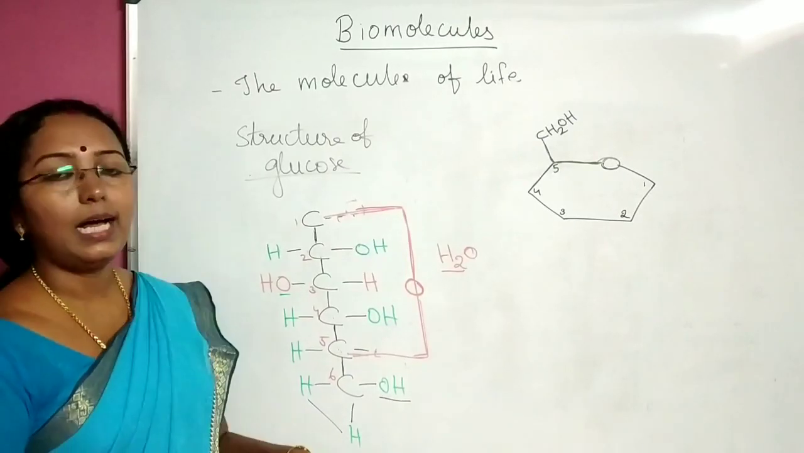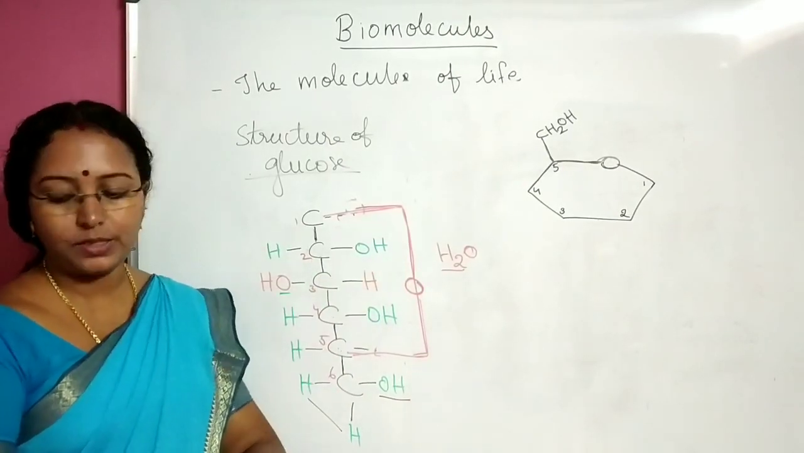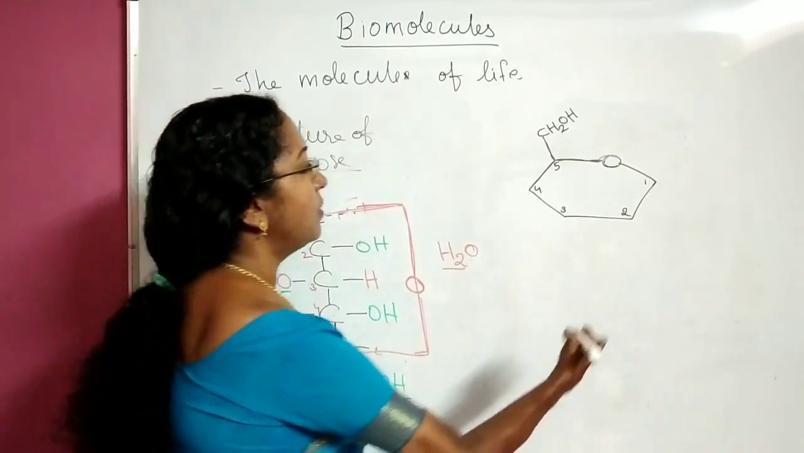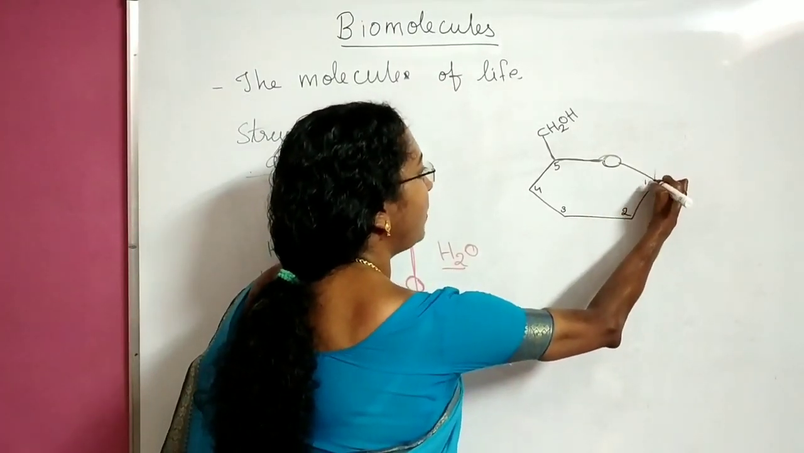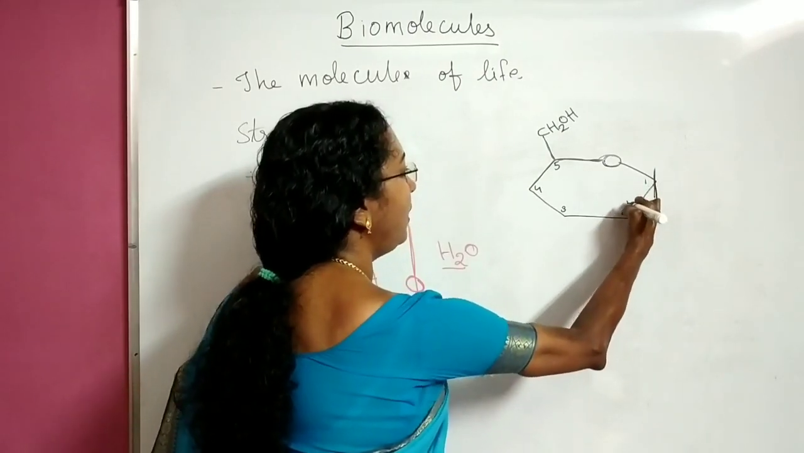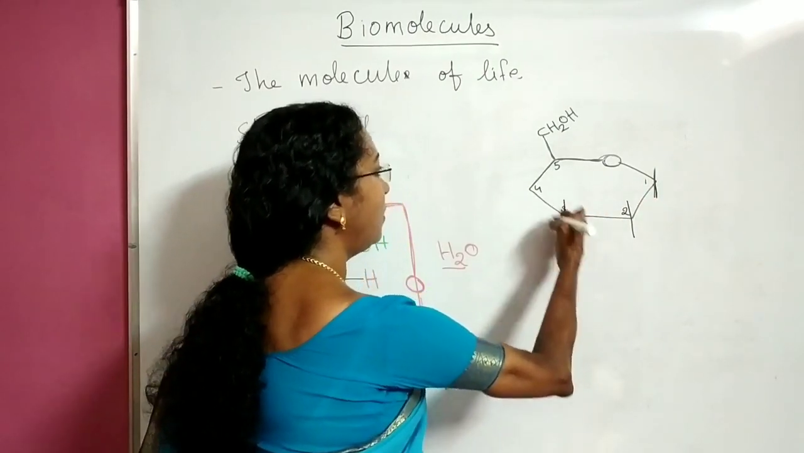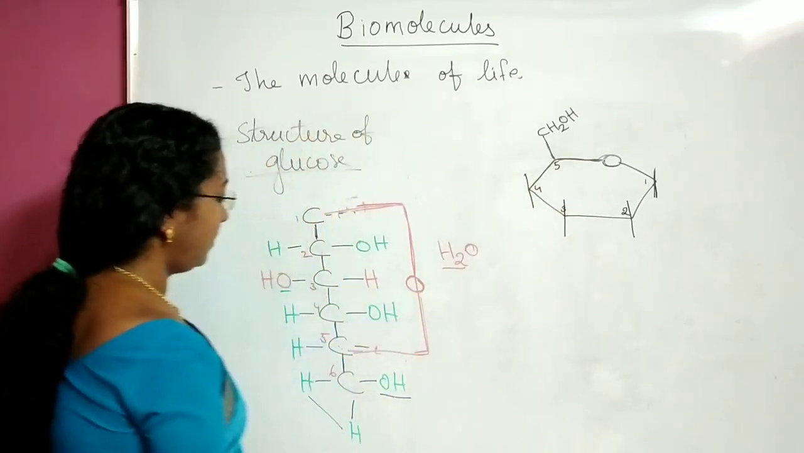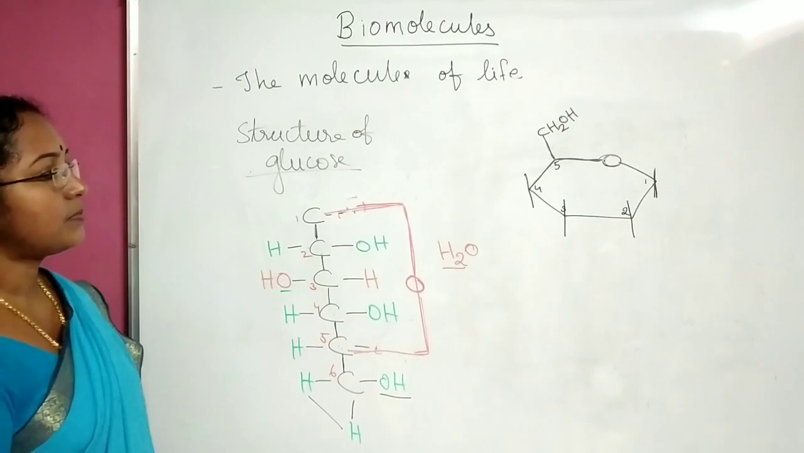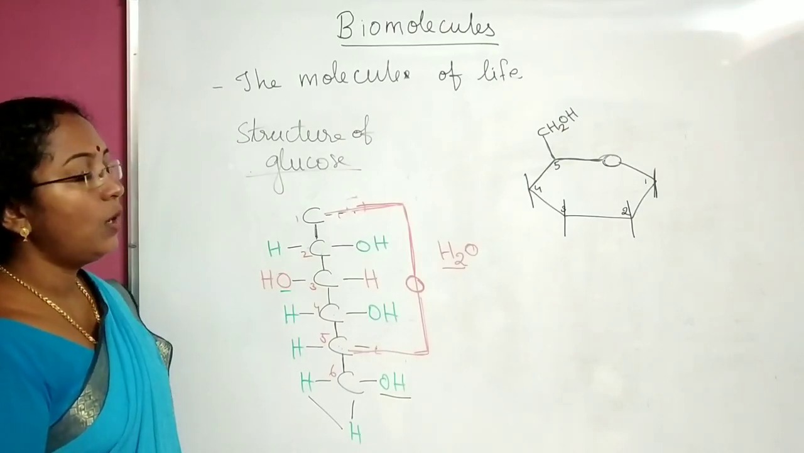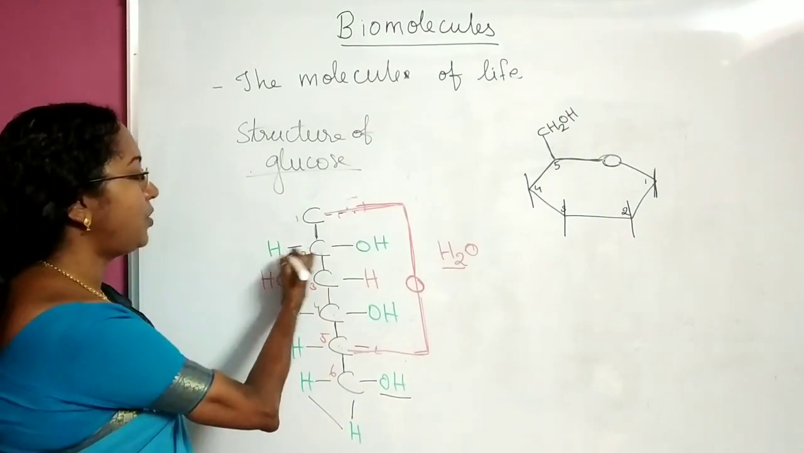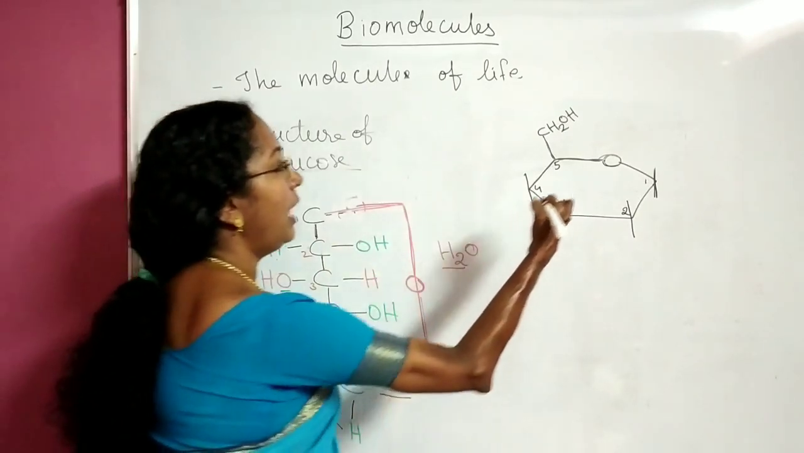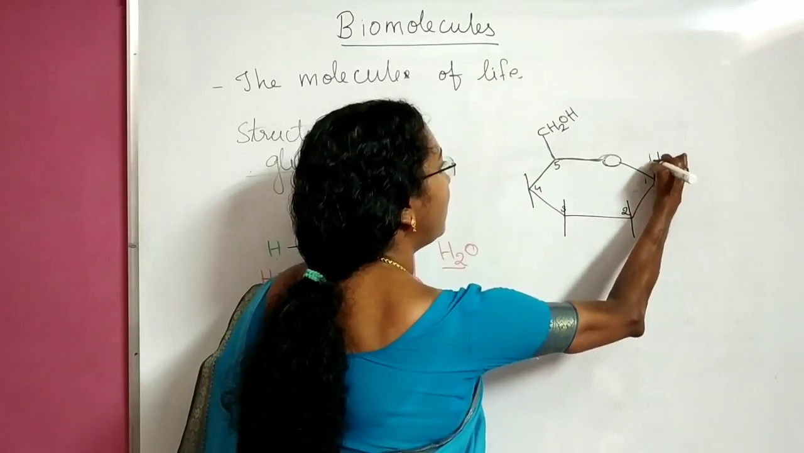Now what should I do? I have to add the H and OH, hydrogen and hydroxyl group, isn't it? In order to add that, I am just drawing lines like this. This is showing the bonding. In the corners, I am showing like this. Now what should I do? Put H and OH. But I should be careful. I can simply put H here and OH here.